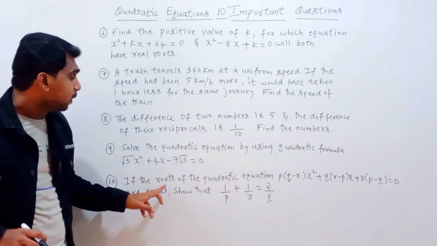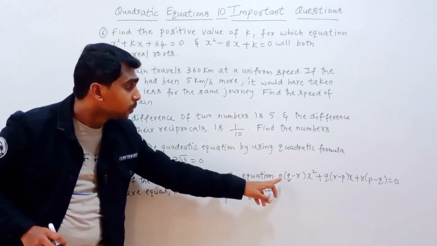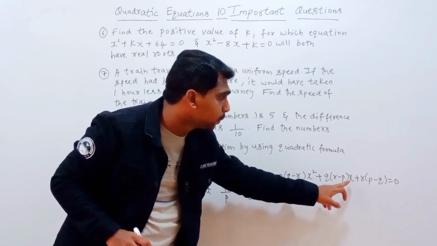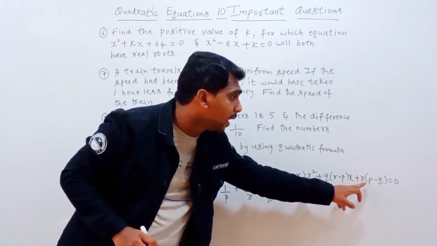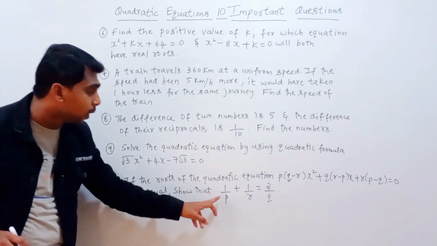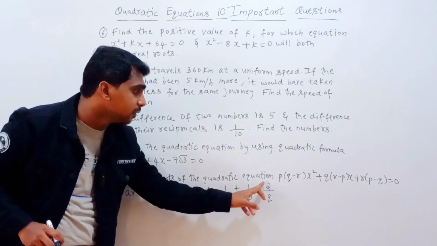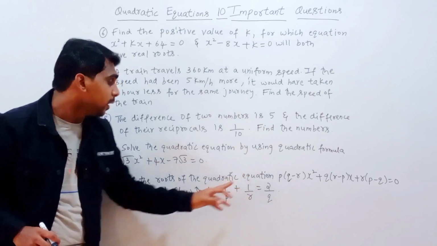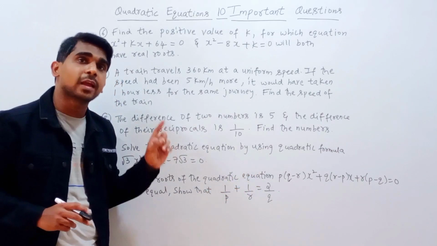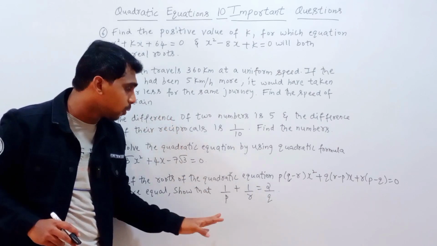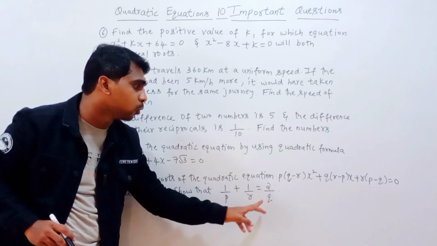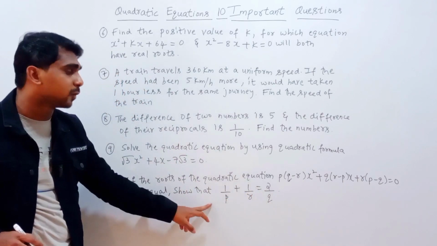10th question. If the roots of the quadratic equation p of q minus r into x square plus q into r minus p into x plus r into p minus q is equal to 0 are equal, show that 1 by p plus 1 by r is equal to 2 by q. Here they have given roots are equal. Roots are equal means we should take b square minus 4ac is equal to 0. Then we have to prove 1 by p plus 1 by r is equal to 2 by q. This question is asked for 3 marks.